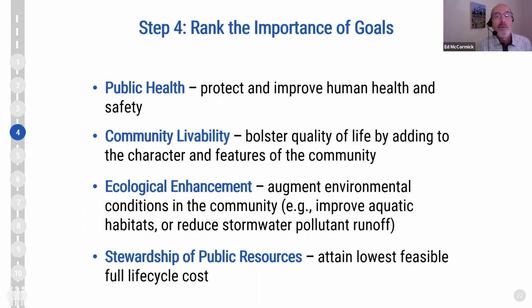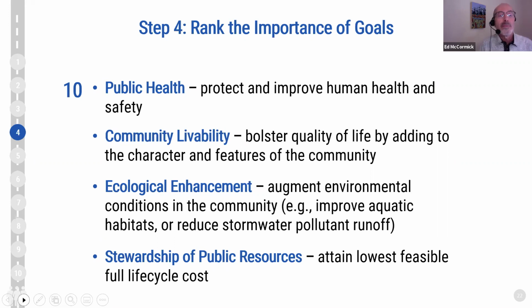So before we move to criteria, next step is ranking the importance of goals. And so these are the 4 goals that we talked about with the goal descriptions: public health, community livability, ecological enhancement, stewardship of public resources. So here's where your group and your various stakeholders, your key staff, perhaps even an elected or more, can participate in helping to rank those 4 goals. Next slide. Show you how we do that.